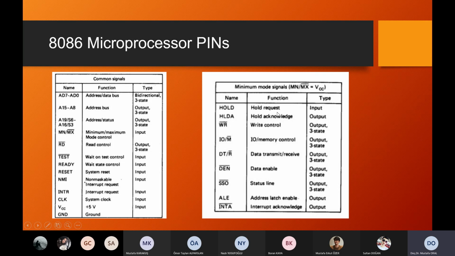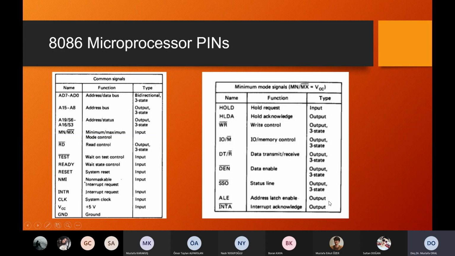What are the minimum mode signals? Specifically in minimum mode: hold request, hold acknowledge, write control, input output memory control, data transmit receive, data enable, status line SS0, address latch enable, and interrupt acknowledge. These are the signals that are used only in minimum mode, and their types are here.